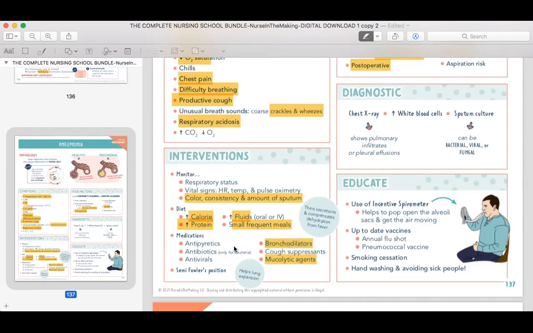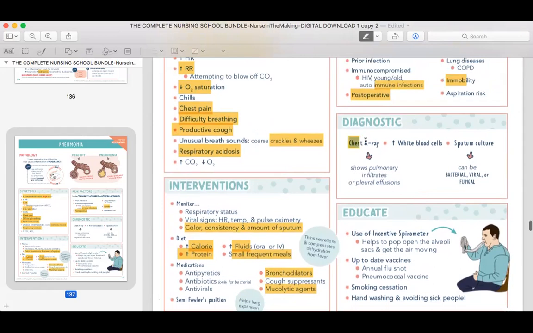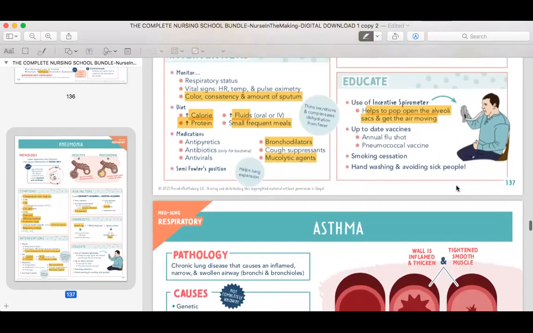Let me see, antibiotics. Whether it's bacterial or viral, we don't know until we get tested for it. That's why we do diagnostic tests: check for x-ray, sputum culture. Sputum culture, not blood culture, because you want to know if it's bacterial, viral, or fungal. Incentive spirometer, please make sure you do that every 2 hours. Hand washing and avoid sick people. Very, very important.